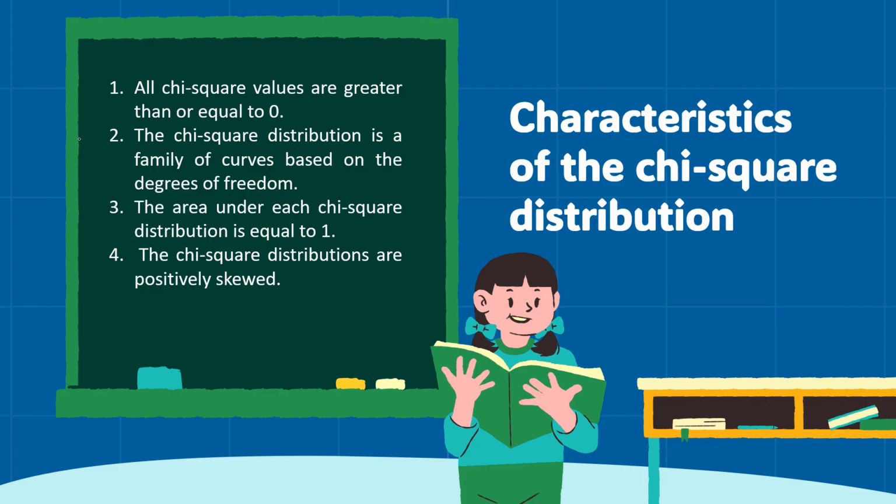So, all chi-square values are greater than or equal to 0. These are the characteristics of the chi-square distribution. The second one is that the chi-square distribution is a family of curves based on degrees of freedom. And the area under each chi-square distribution is equal to 1, and the chi-square distributions are positively skewed. So those are the properties, or characteristics, of the chi-square distribution.